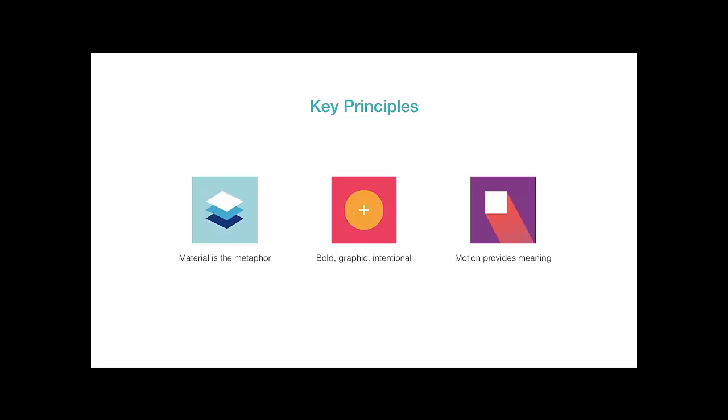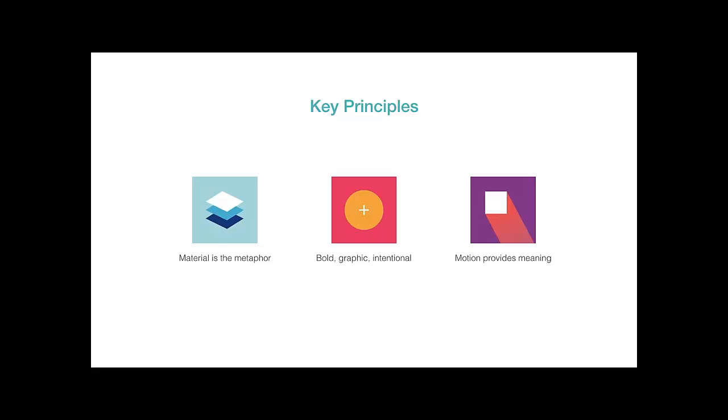There are three key principles of material design. The first is material, the metaphor it is based on. The second is being bold, graphic, and intentional. The third is that motion provides meaning. The first point is material. Google uses the concept of paper and ink, having different layers of materials tied one above the other to give the third dimension of the z-axis, that height and elevation, and bring in a lot of possibilities of layout and interactions.